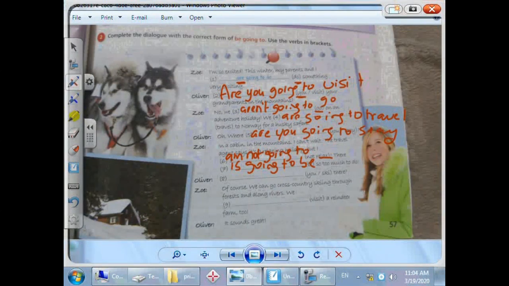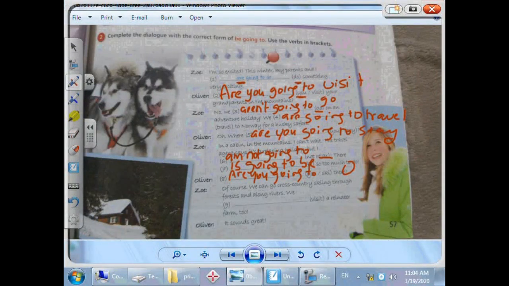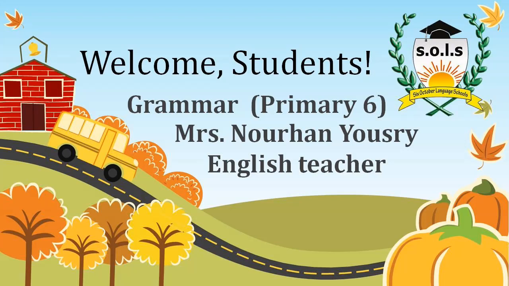Okay, number 8. Okay, it's a question because there's a question mark. So are you going to, and the verb is ski there? Of course, we can go cross-country skiing through forests and along rivers. We are going to visit, the verb, visit a reindeer farm too. Oliver, it sounds great. Okay, so it was easy, yes?